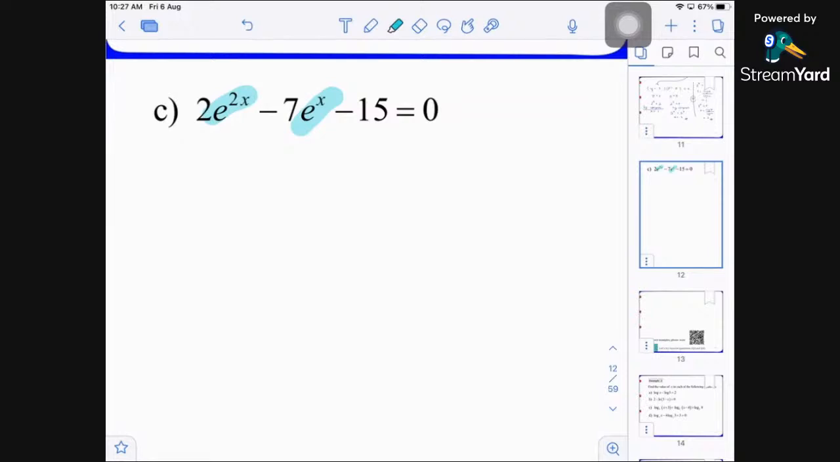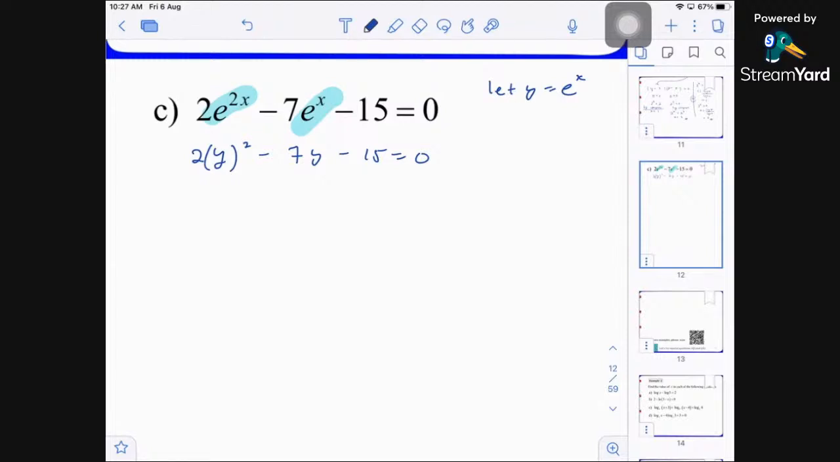Why? Because one is power of 2x, one more is power of x only. So the one which is power of x, the smaller power, we let y equals to e power of x. E itu adalah exponential. E is what? Exponential. So here I'm going to get y square minus 7y minus 15 equals to 0.